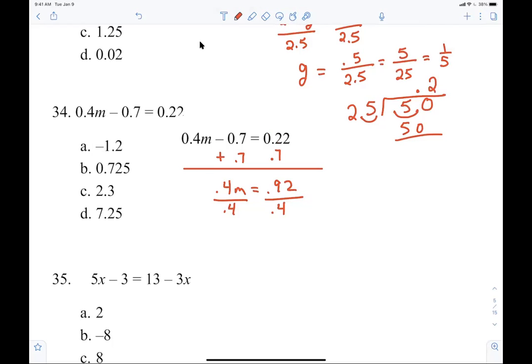Now, here's where I want you to think about it, guys. Come on, KK, listen, I'm trying to show you something. Look up here on the board. I'm doing 0.92 divided by 0.4. How many places am I going to move the decimal?